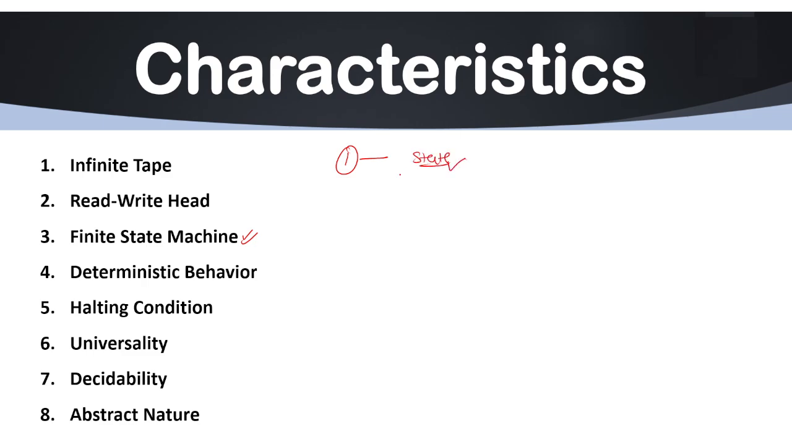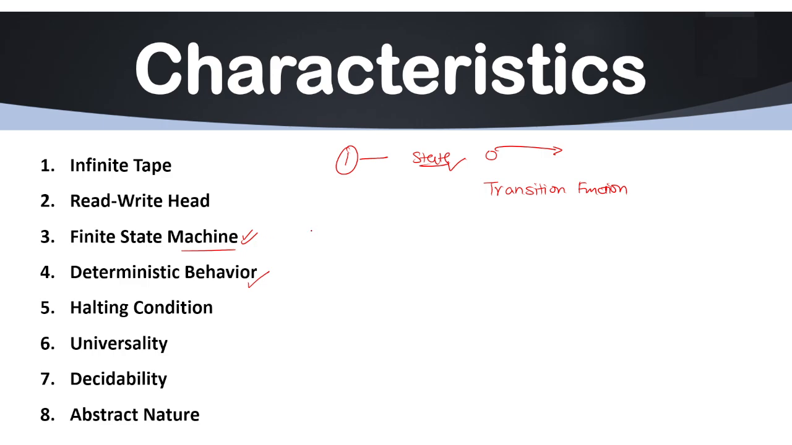The transition from one state to another is determined by a transition function, which is a set of rules that defines the machine's behavior. We can also say the transition function here in the finite state machine dictates what symbol to write and which direction the head should move. All right. Next point we have is deterministic behavior of Turing machine.